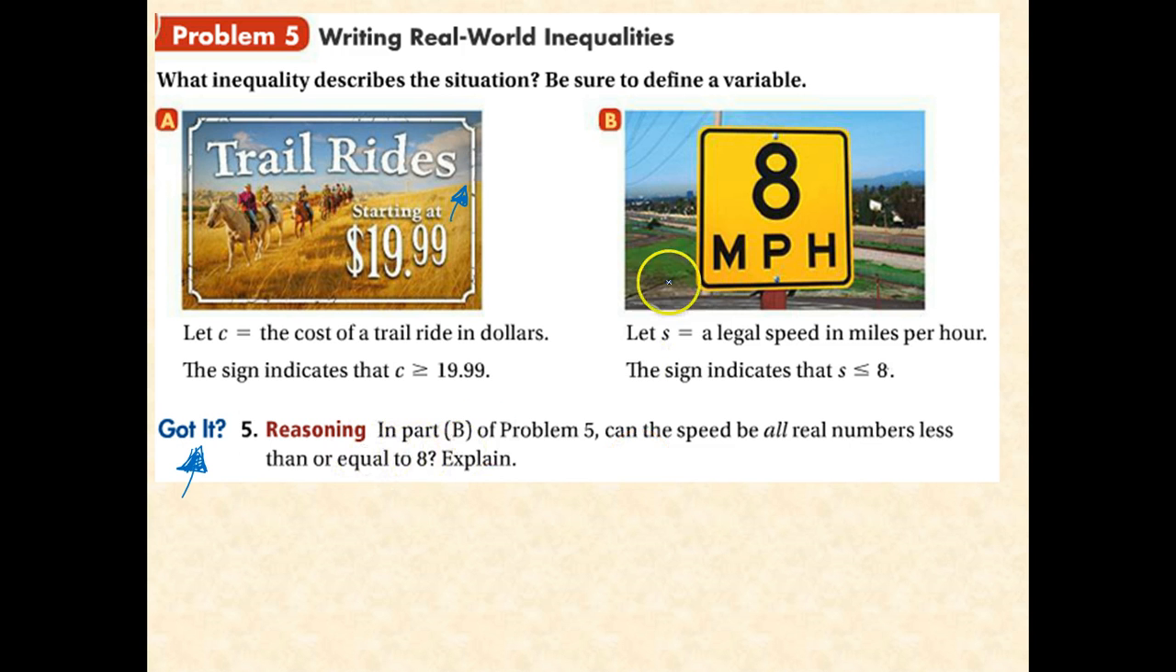So in part B, can the speed be all real numbers less than or equal to 8? Well, let's see. Can you go a negative speed? Can you go negative 300 miles per hour? Well, that means you're going backwards 300 miles an hour, and you're still going to get a ticket. So really, it's probably between -8 and +8.